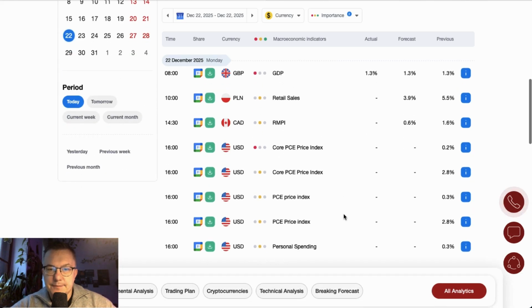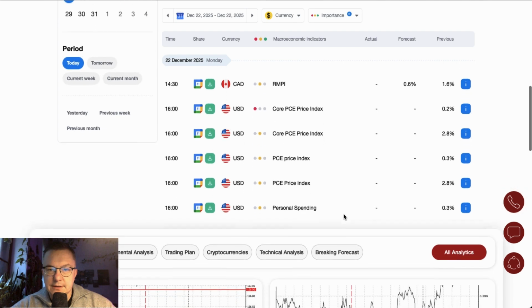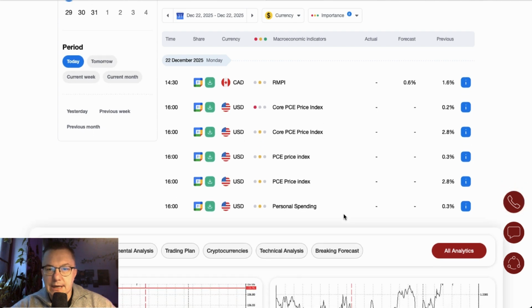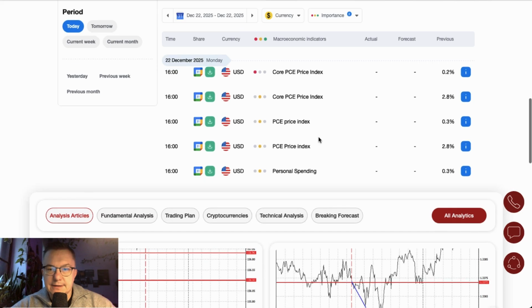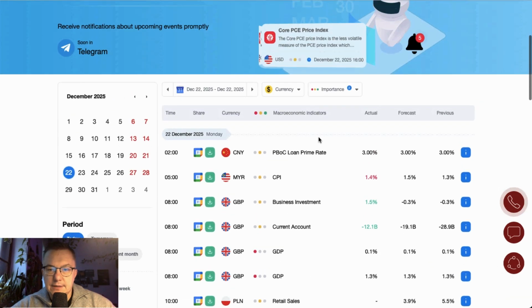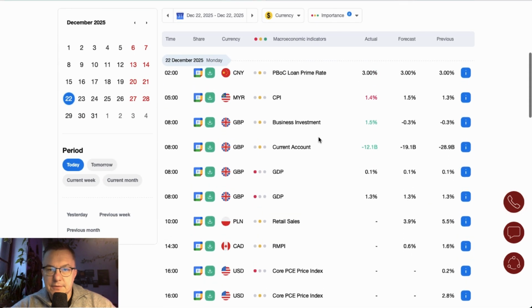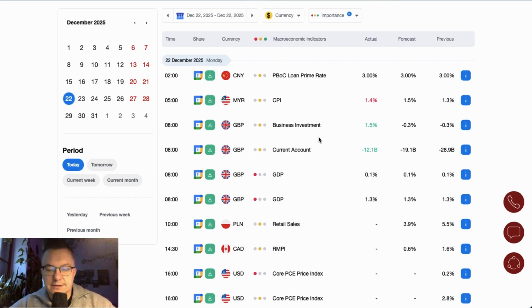Retail sales data from Poland are scheduled for release at 10 o'clock. PMI data from Canada are scheduled for release at 2:30. Core PCE price index data, the major data release during the US session, are scheduled for release at 4 o'clock together with the PCE price index and personal spending, and that's about it. So very limited data release for the Monday. So without any further ado, let's switch to the charts.